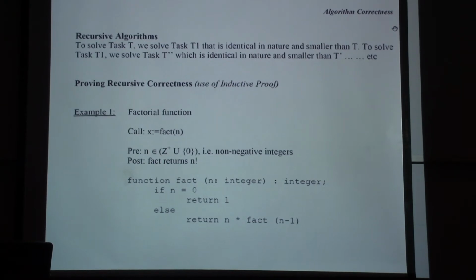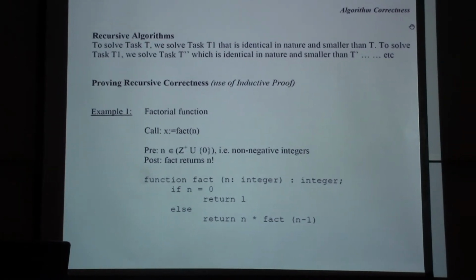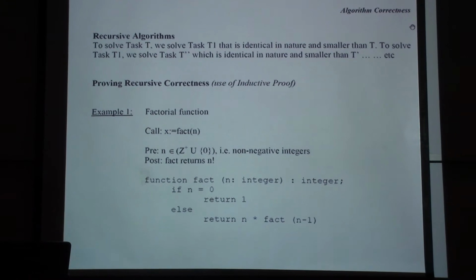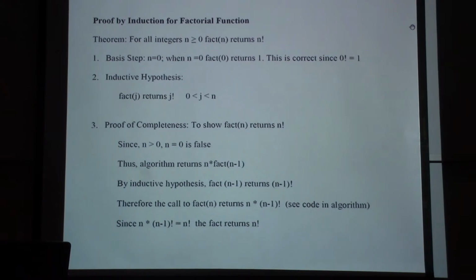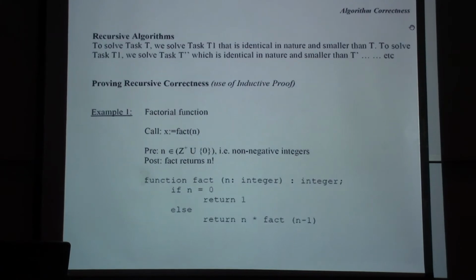Okay, so we want to prove this is correct. It appears to be correct, but that's not a proof. So we're going to use an inductive proof. Basically, in order to prove an algorithm is correct, we have to literally walk through the code and substitute specific values at that point. So we're going to look at the basis. The basis for our proof will be the base case.